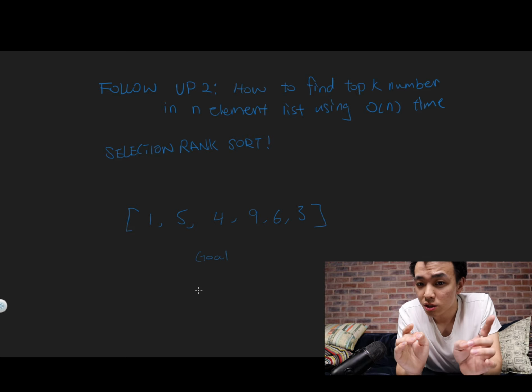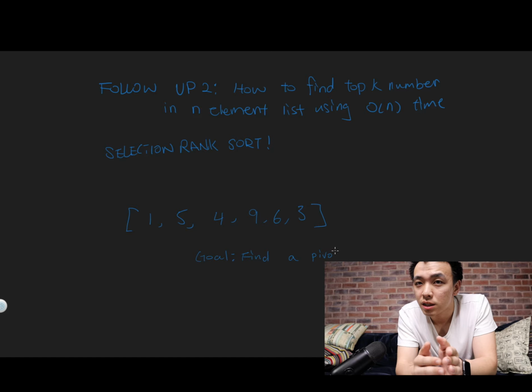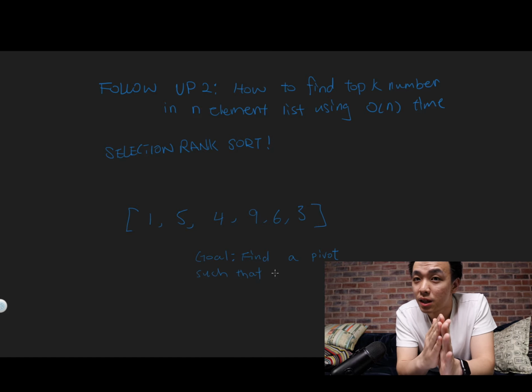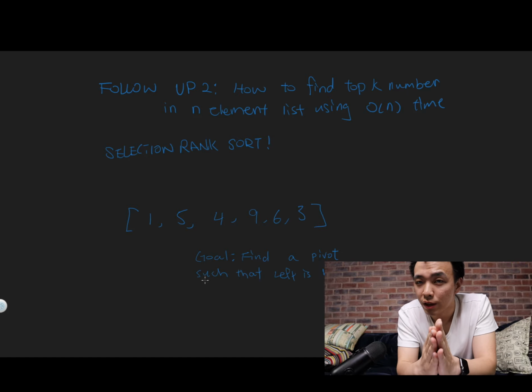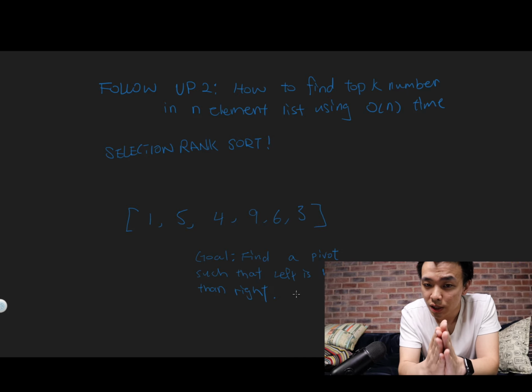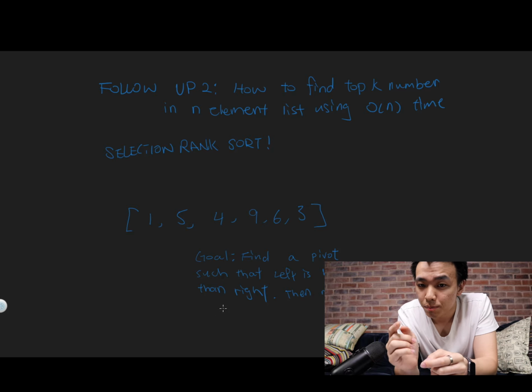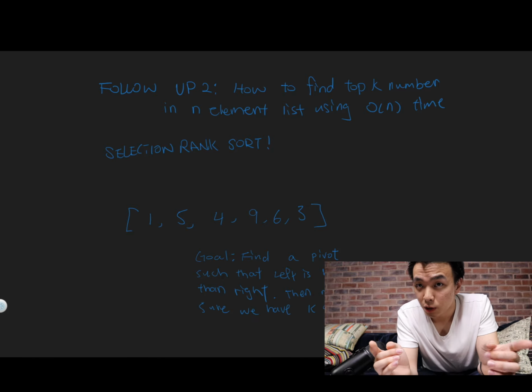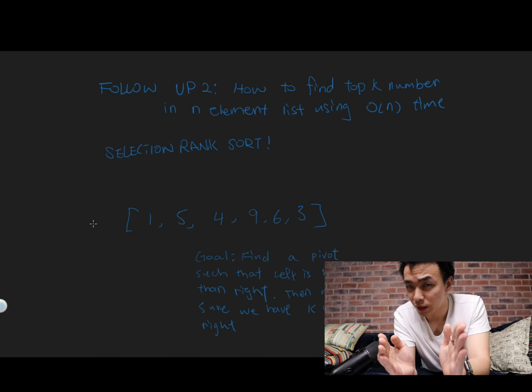In this case, we can use selection, rank, and sort. The idea is, given a pivot, right, we want to put everything that's bigger than this pivot on the right, and everything smaller than this pivot to the left. So let's say the pivot is 3 here. If it's smaller, you just stay there. We just move to the next index.